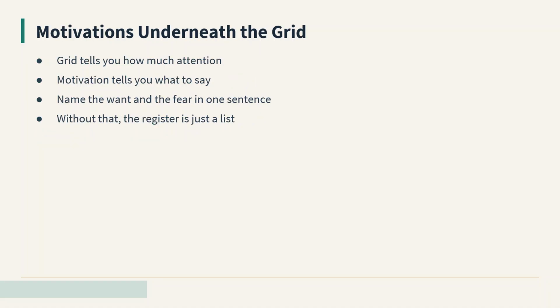The grid tells you how much attention to spend. It does not tell you what to say. For that, you need a layer underneath, which is the motivation of each stakeholder. What does this person actually want from this project, and what do they fear losing?